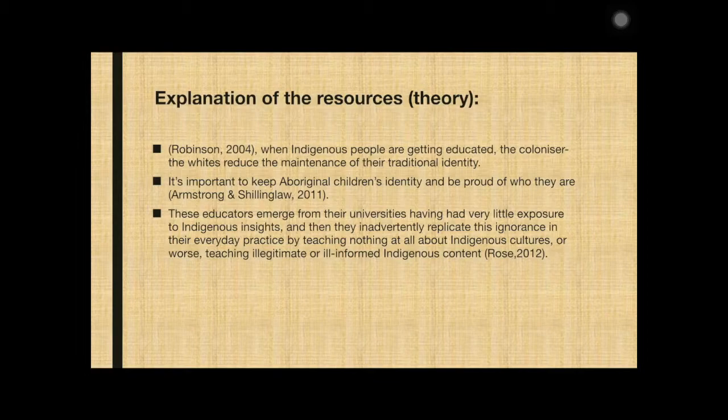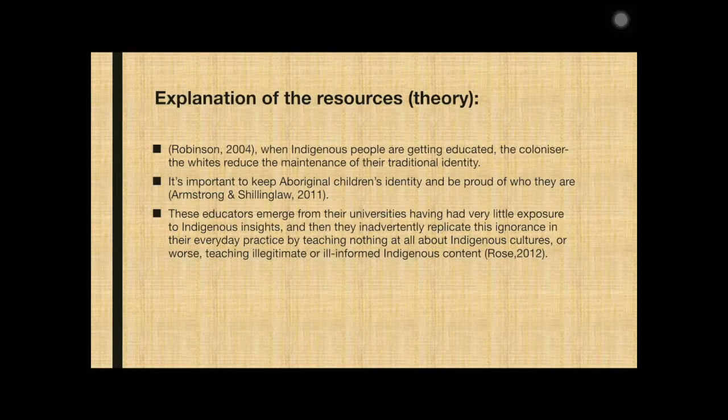As suggested by Robinson 2004, when Indigenous people are getting educated, the colonizer, the white, reduce the maintenance of their traditional identity. However, Aboriginal people's identity is very essential in society. One of the reasons is that the way they care and respect the land and the country is what society needs strongly.